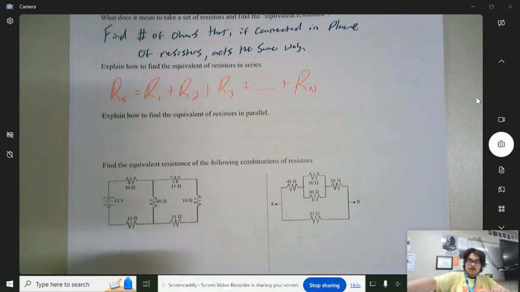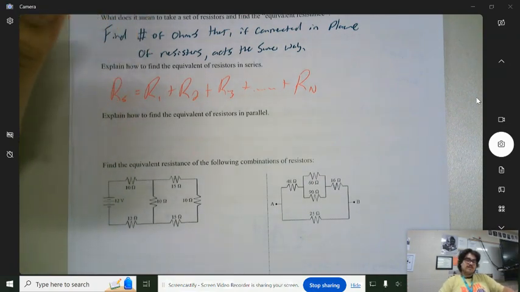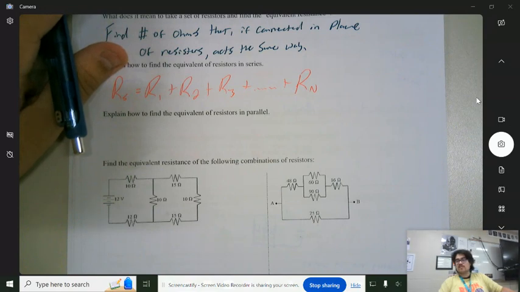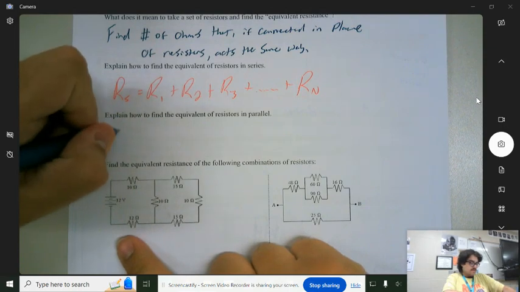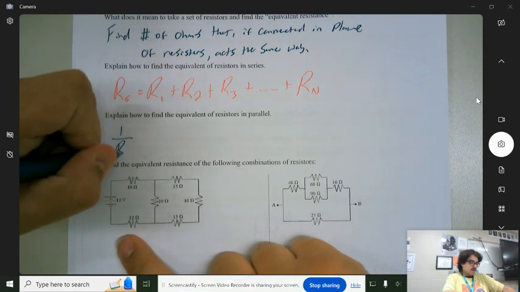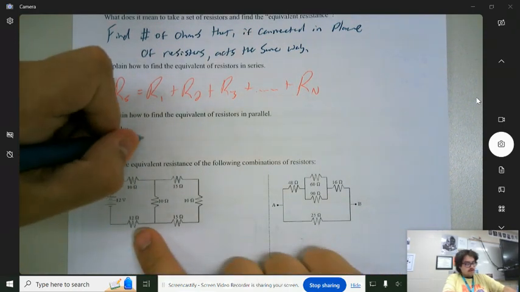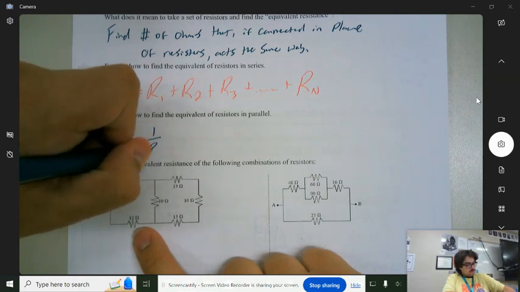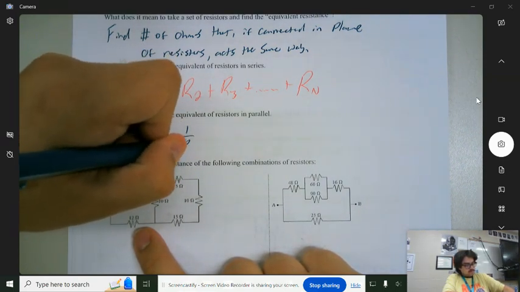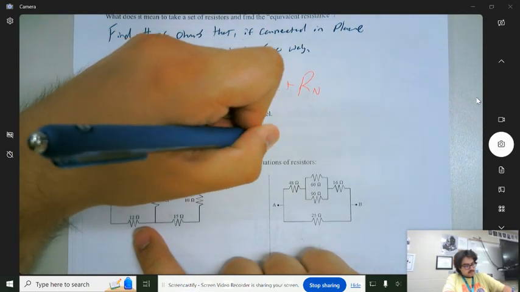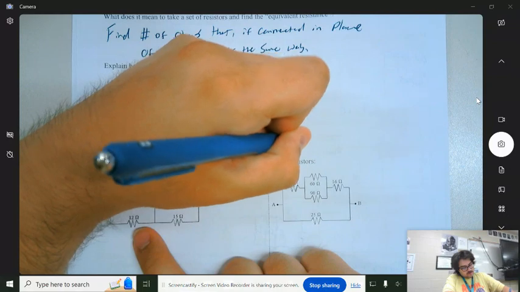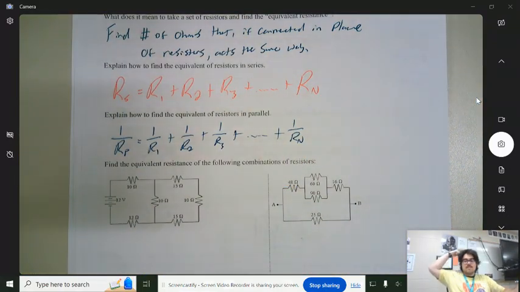Meanwhile, if you're trying to find equivalent resistance of things that are in parallel with each other, you would have to use this weird funky equation, which is 1 over Rp, that's equivalent resistance in parallel, is equal to 1 over R1 plus 1 over R2 plus 1 over R3 plus and so on, plus 1 over Rn, the nth resistor, okay?